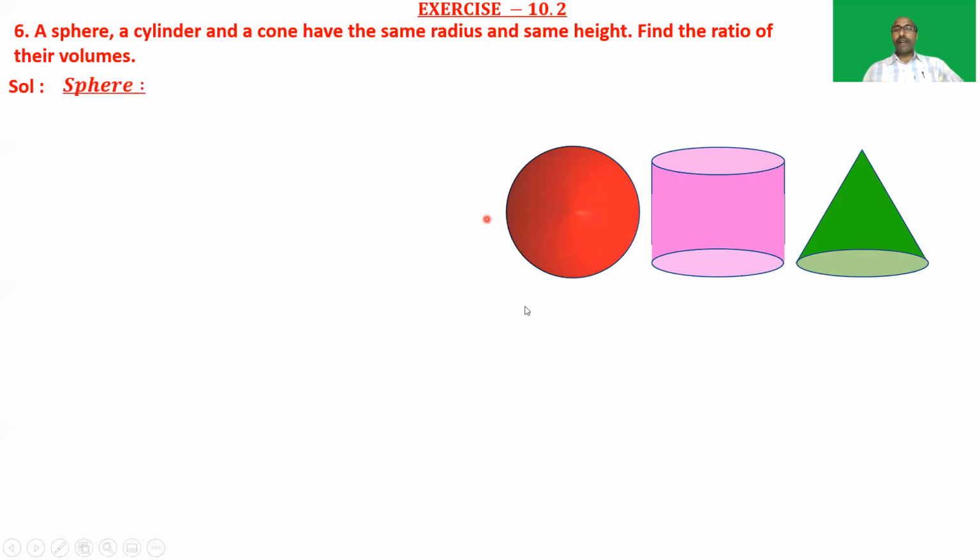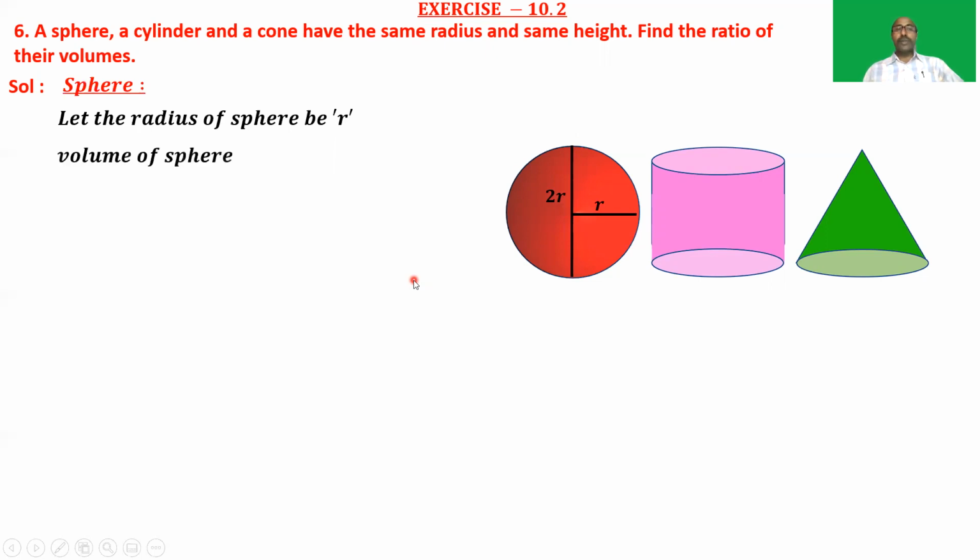Let us find the volumes of each figure. So here no measurements are given, so we can take the radius of all these three figures to be r. So let the radius of the sphere be r, and from this we can write the volume of the sphere is 4 by 3 pi r cube. And here it is the radius of the sphere, and the height of the sphere is the diameter of the sphere, which is equal to twice the radius, that is 2r. Now the volume of the sphere is 4 by 3 pi r cube.